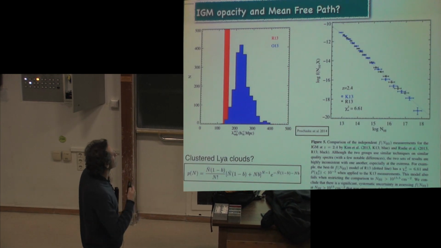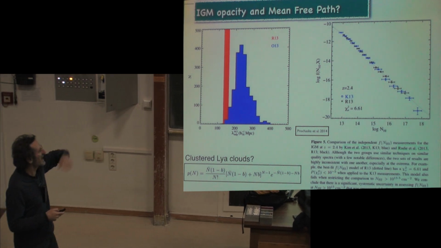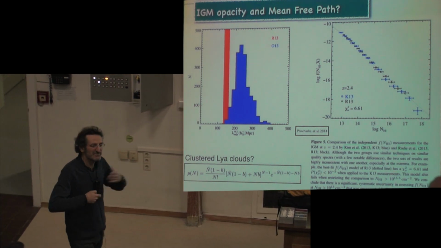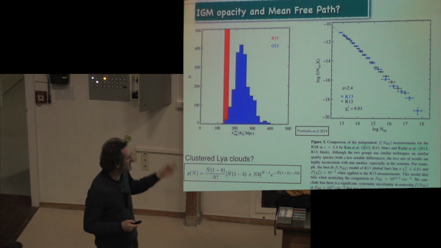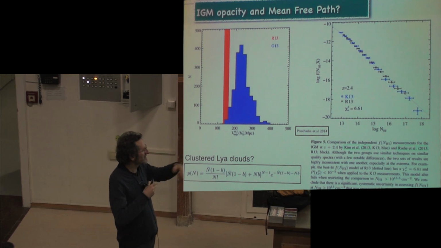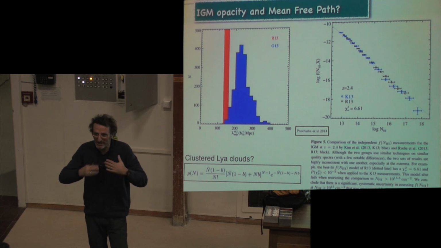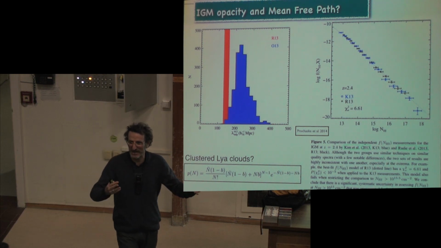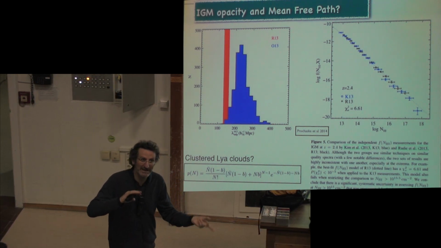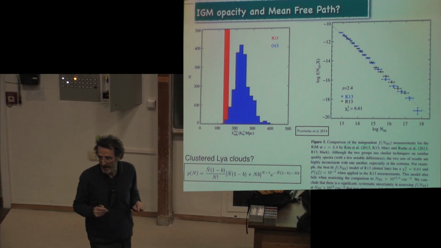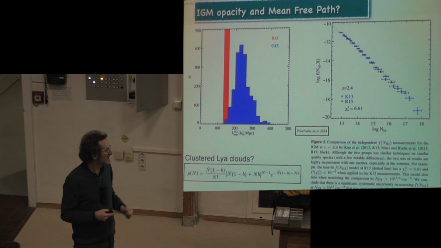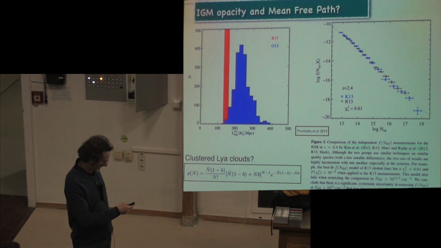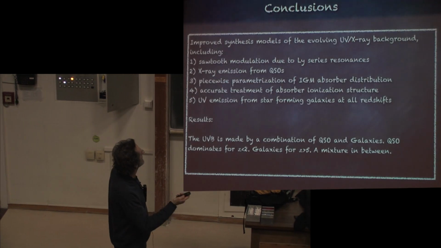Another issue, of course, is the IGM opacity. There are different ways in which you can compute the IGM optical depth. This is a paper by Francesco. They show that different groups do not agree on the opacity of the IGM, using different and even the same methods. I'm not going to dwell on that, but this is something that can have relevance to what I'm saying. Okay, I think I'm done.